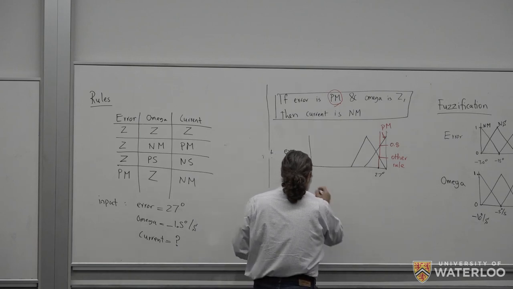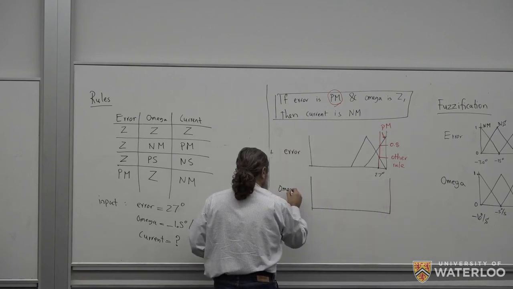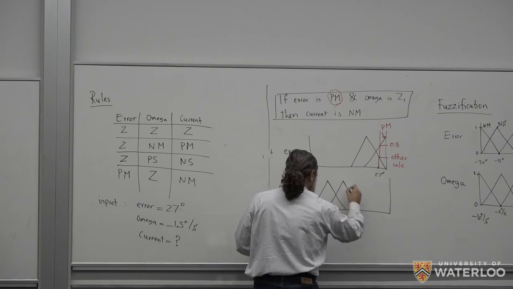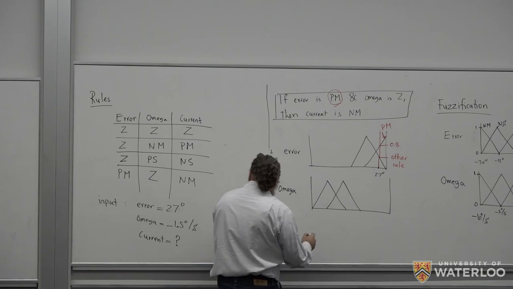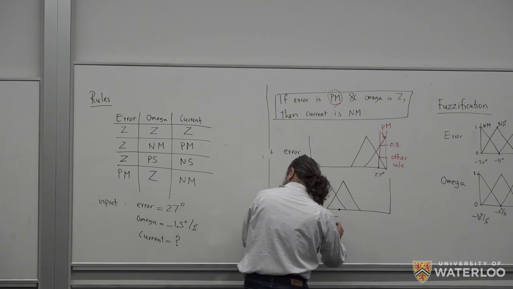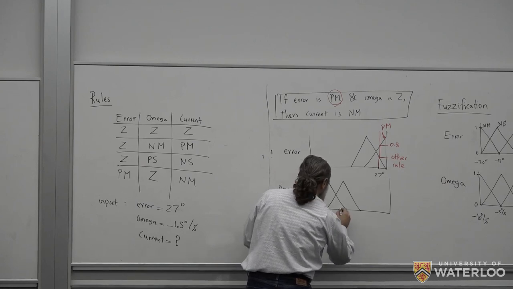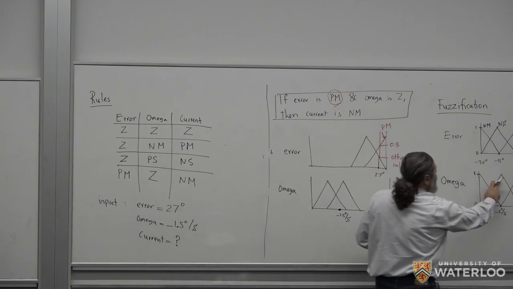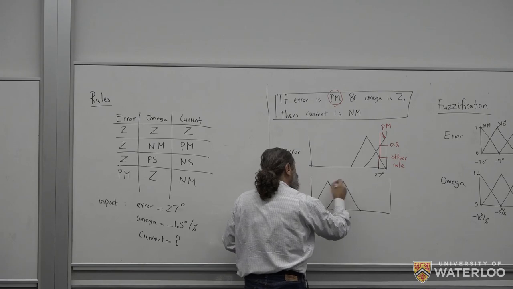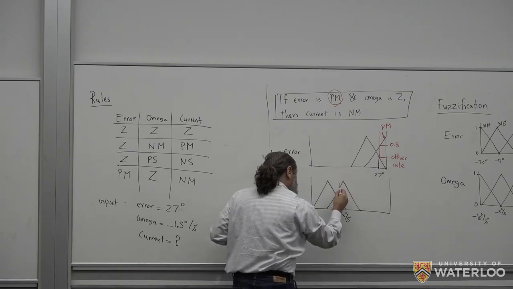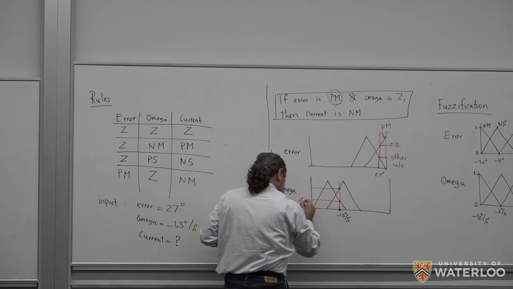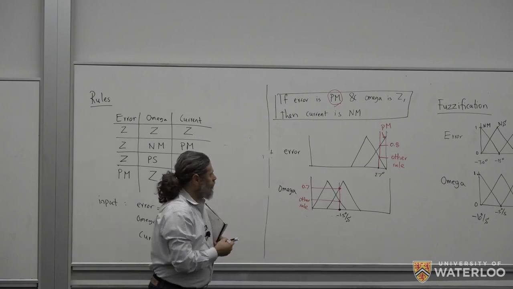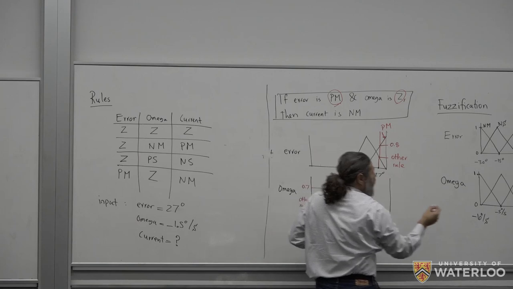Then I look at the omega. I get these two membership functions because minus 1.5 degrees per second is somewhere here. So what is this? This is negative small and zero. And if I cut these two, omega is zero. I'm interested only in this guy. This guy is the other rule that I don't have. And this guy, let's say, is 0.7. So this is zero, and this is the zero.